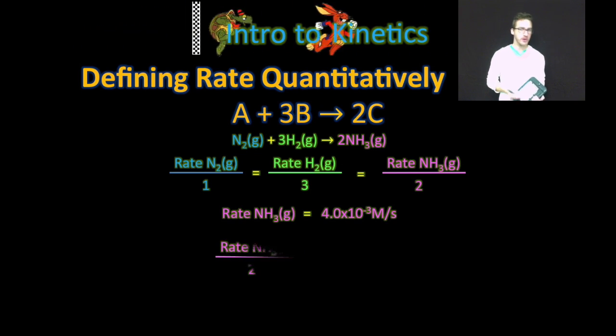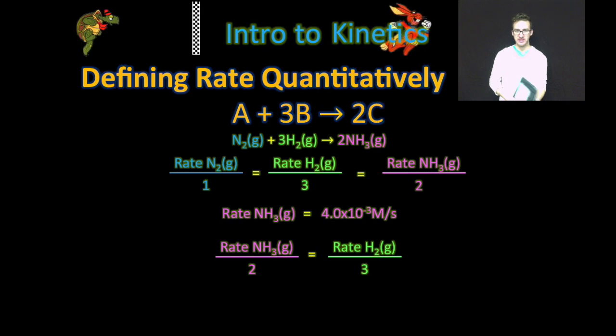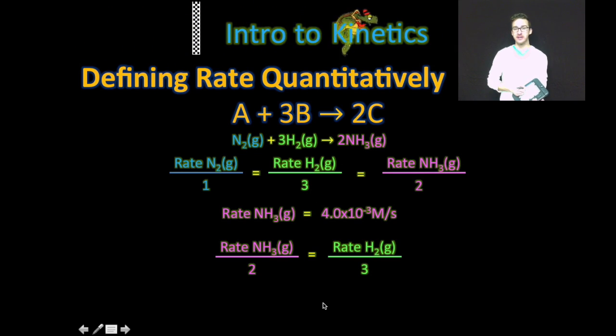Or, a little trickier, if we wanted to think about the rate of consumption of hydrogen gas, recognize that it's going to occur at 3/2 or 1.5 times as quickly as the rate of production of our ammonia gas.